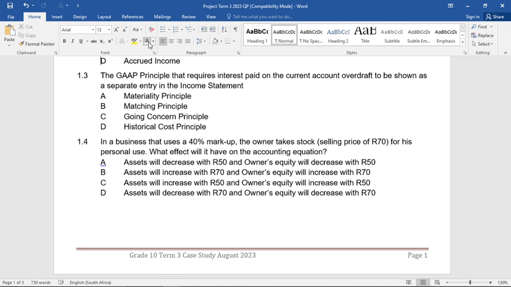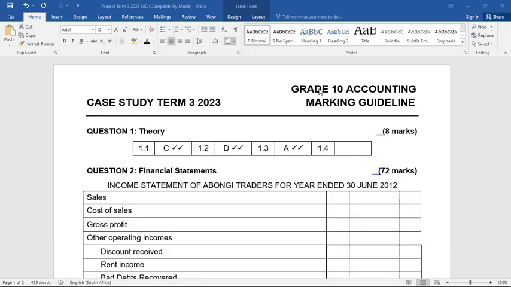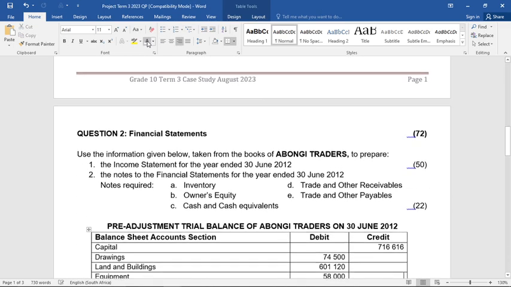A or C. Which one do you think? The answer, of course, is A. Assets will decrease because trading stock's going down, and owner's equity will also decrease because drawings has a negative effect on owner's equity. So you've got hopefully 8 marks in the bag, C, D, A, and we're ready to move on to the more important question.